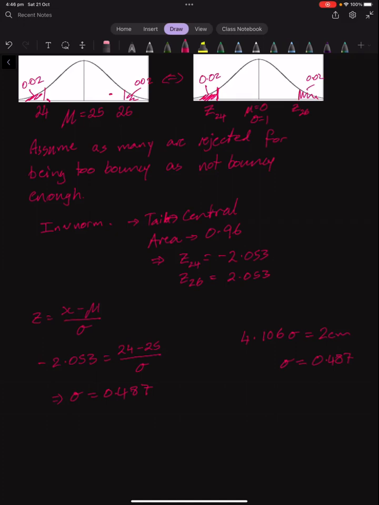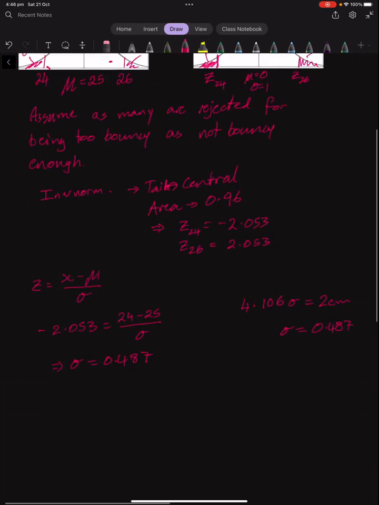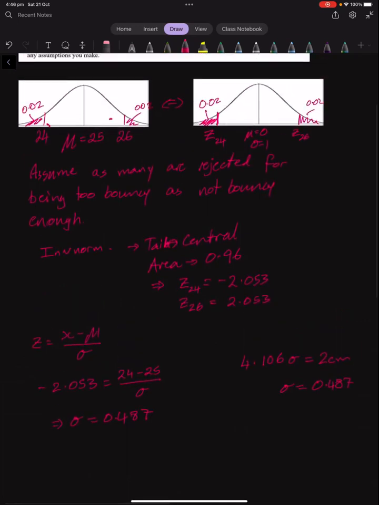Which is all they were asking us for, I believe. They just wanted us to know the standard deviation. Find the standard deviation. Of course, I would go ahead and check that. I think if you check and you look up normal CDF, normal cumulative distribution function.